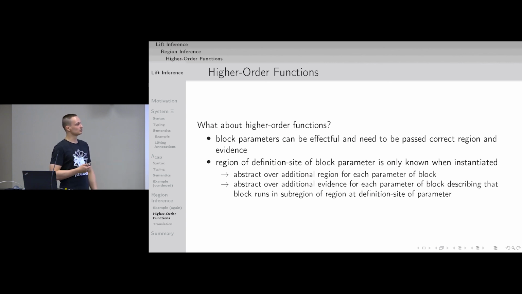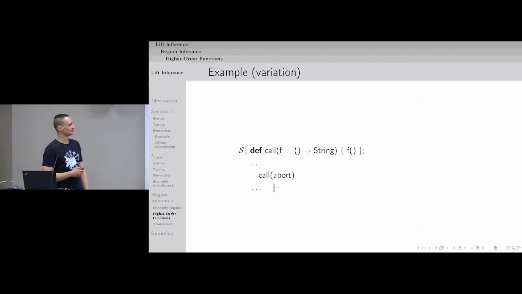So again, we use the tool of abstraction to abstract over an additional region for each parameter of a block, which then stands for the definition side region of the block, which is later passed for this parameter, and some additional evidence which just describes that. So this is a bit more complicated. Same example as before, but instead of directly calling a board, we define a function call, which has a block parameter f, which it just calls. So a very simple higher order function.